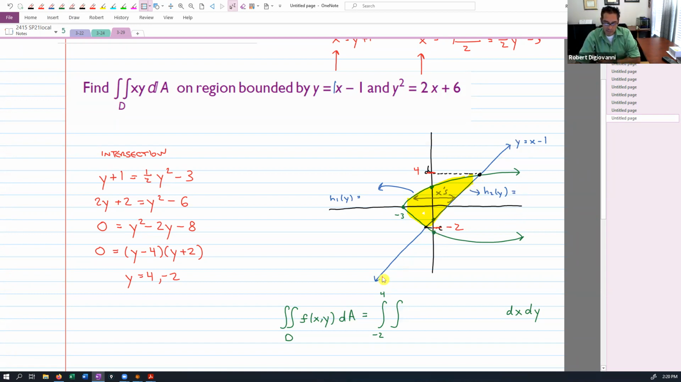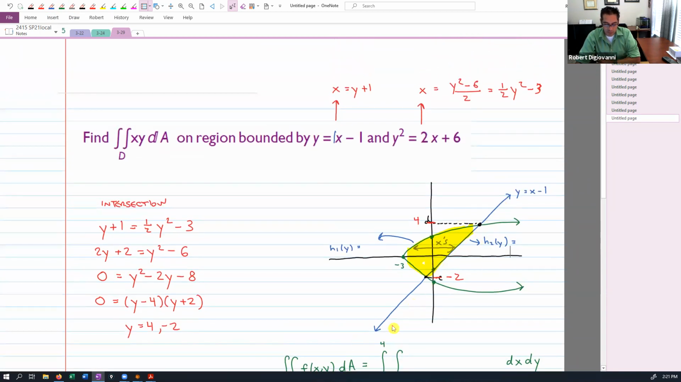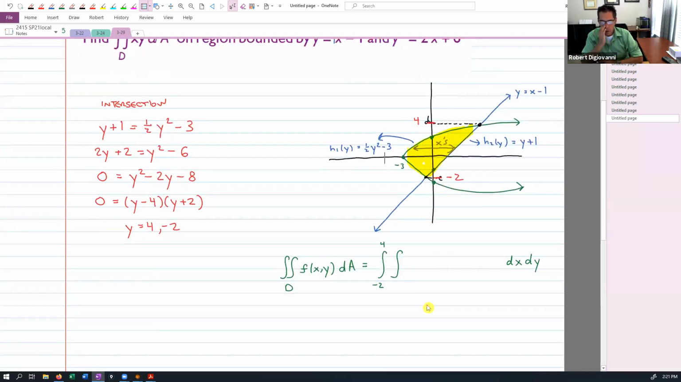How about this one right here? What is this line written as a function of y? Y plus 1 equals x. X is equal to y plus 1. So this is just y plus 1. And then this one, h1, this is the parabola, is this equation solved for x, which we already know is 1/2 y squared minus 3. So that means my lower limit of integration is x equals 1/2 y squared minus 3, and my upper limit of integration is y plus 1.